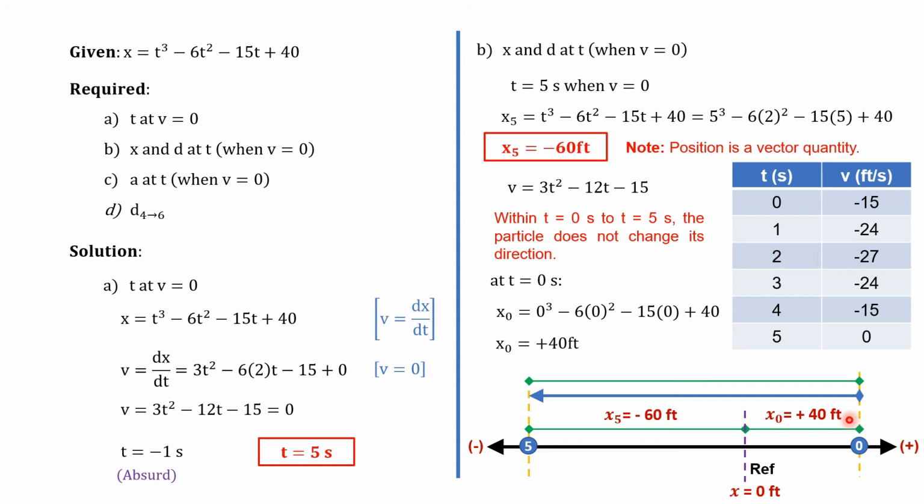And based now sa geometry ani, class, we can write the equation for the distance required in this second requirement. So we can write d sub 0 to 5 seconds is just equal to the absolute value of x sub 0 plus the absolute value of x sub 5. Okay, so simplifying, we can have the value of the required distance equal to 100 feet.